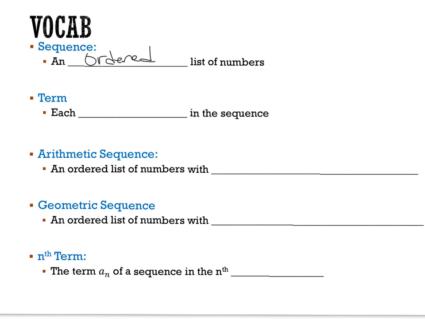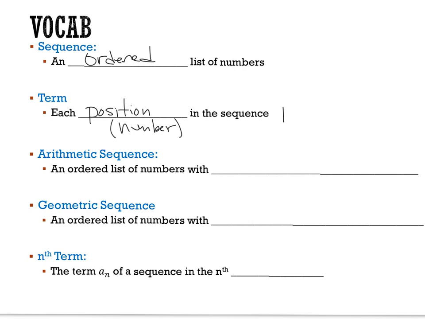A term is basically each position, or basically each number in a sequence. And we always start with the number 1. Whenever we order these, we always start counting at 1. Now there are some instances where we start at other numbers, but in this case it's each position in the sequence, or basically each number in the sequence.